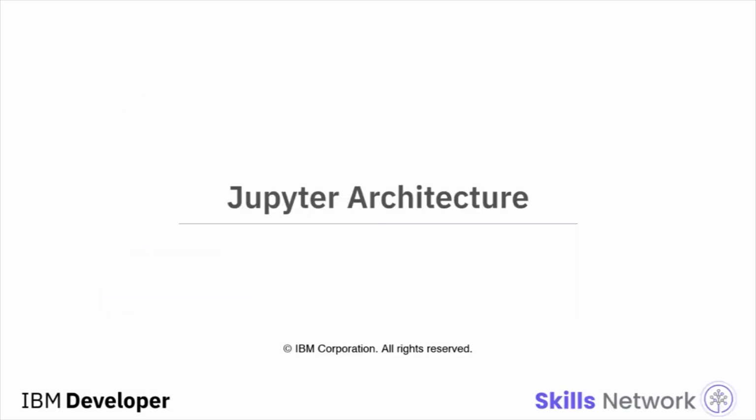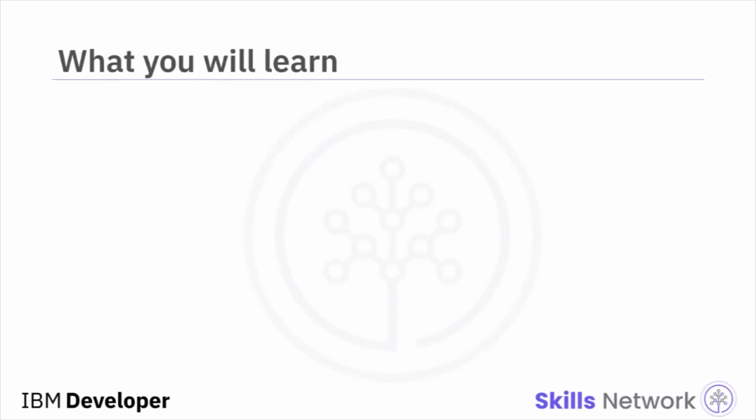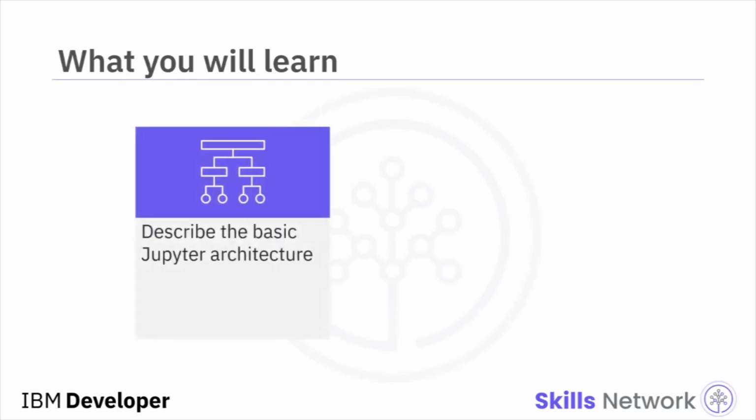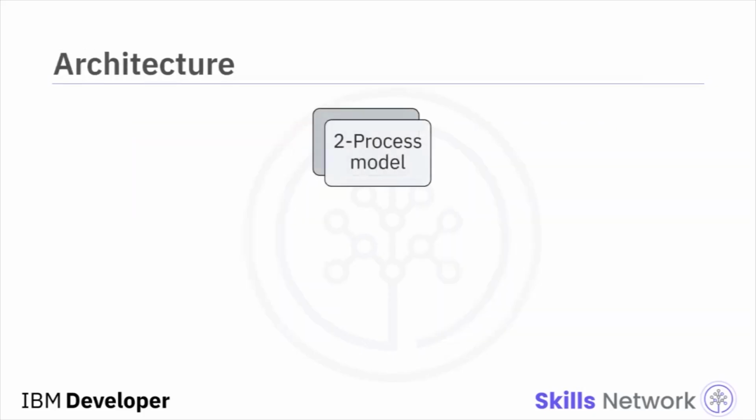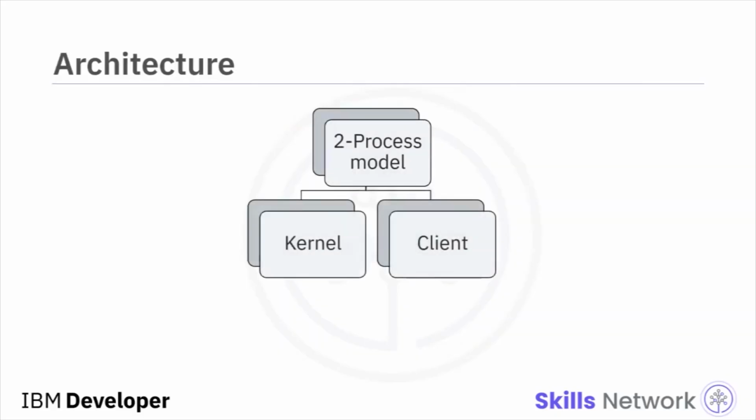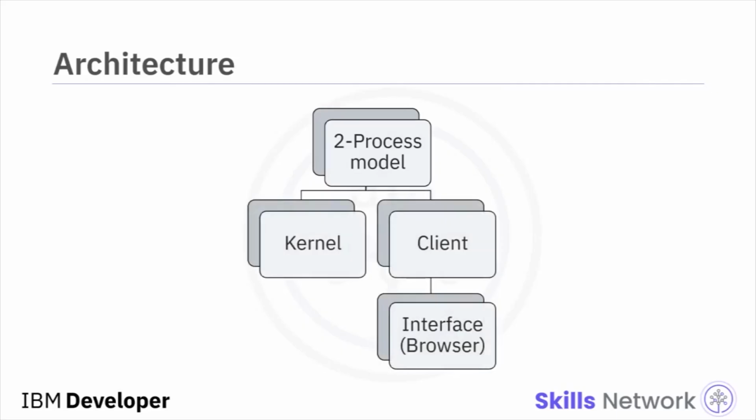Welcome to Jupyter Architecture. After watching this video, you will be able to describe the basic Jupyter architecture and explain Jupyter architecture for conversion to a file format. Jupyter architecture implements a two-process model with a kernel and a client. The client is the interface offering the user the ability to send code to the kernel. It is the browser in a Jupyter notebook. The kernel executes the code and returns the result to the client for display.